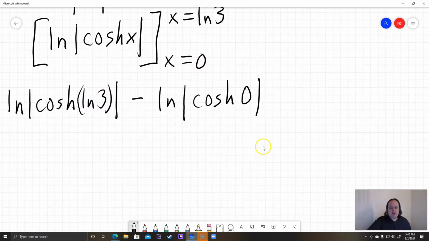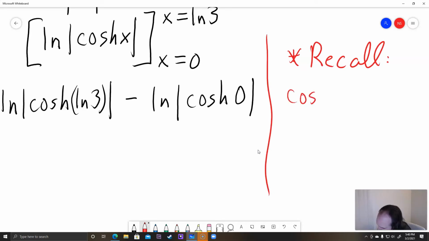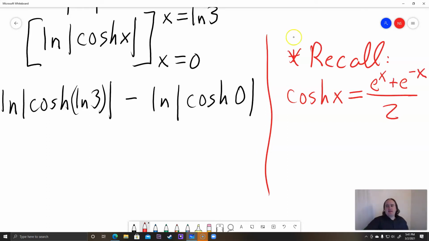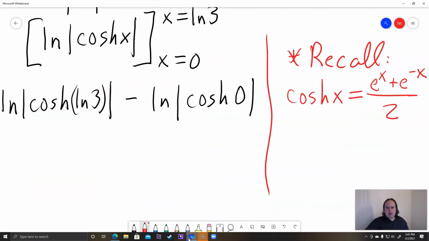Okay, so over here, let me just write down, just in case you didn't watch the earlier video or you forgot. So recall from my earlier video, cosh of x equals e to the x plus e to the negative x all over 2. And that's right here on the first page of your formula sheet. So we can use that information here to simplify these. So in the first one, our x is going to be ln of 3, and then in the second one, our x is going to be 0.